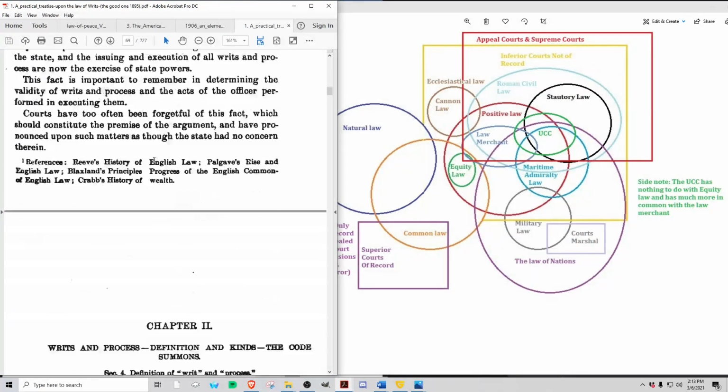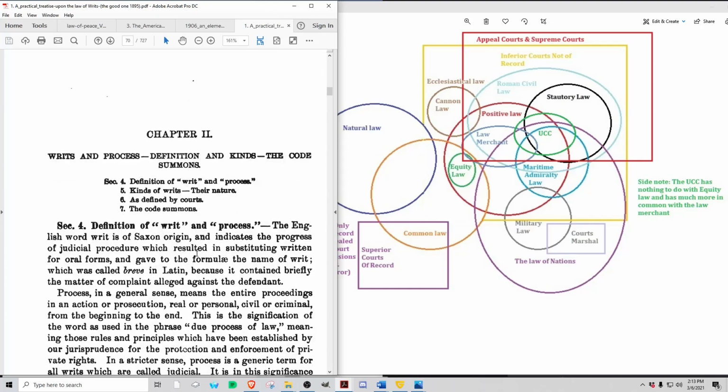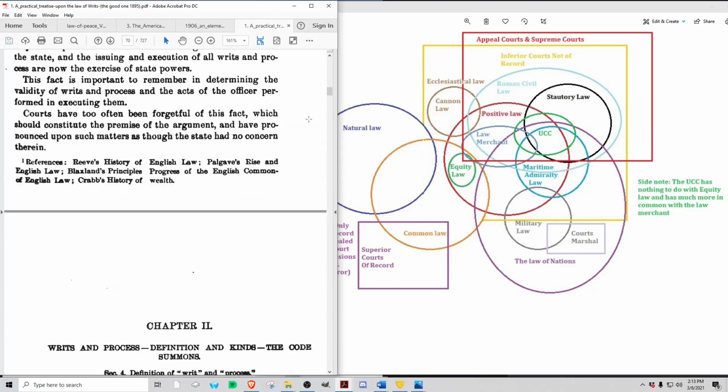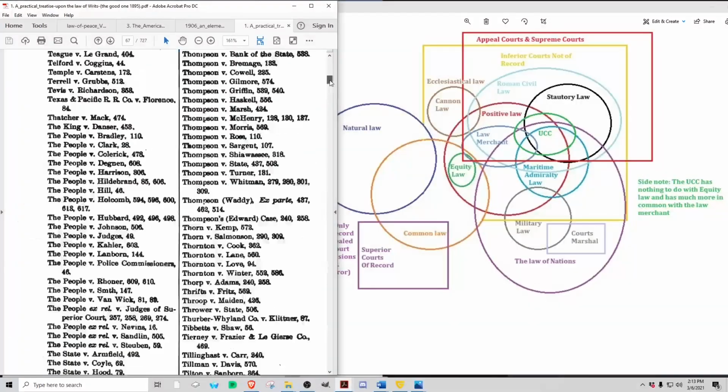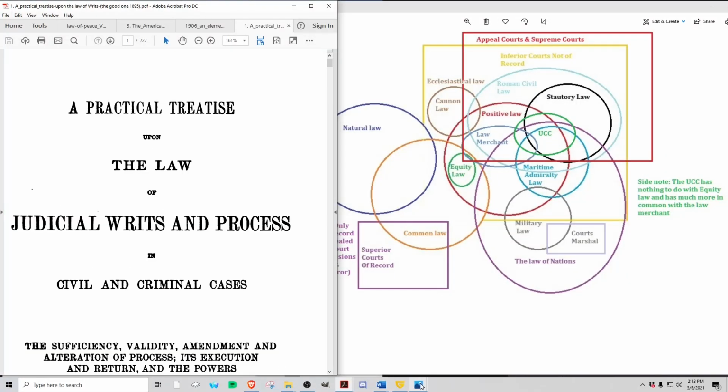I'm not going to read the rest of it, but then it gets into more specifics on writs and whatnot. I just wanted to show you how the two things kind of started off, just for a little bit of history. So now let's go back to the handout.